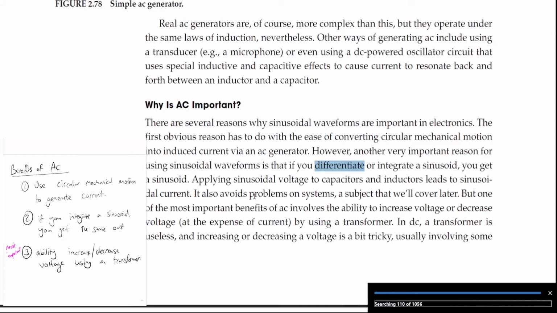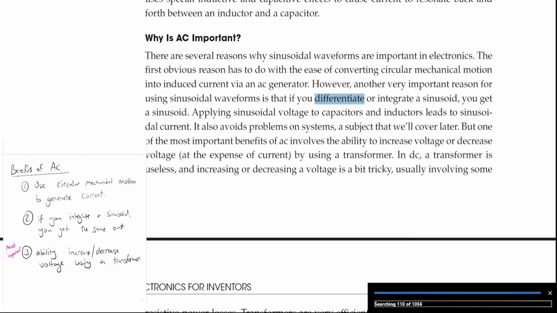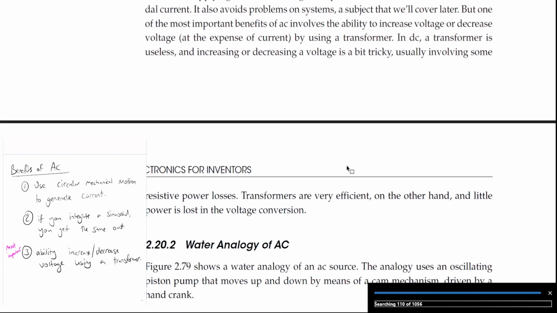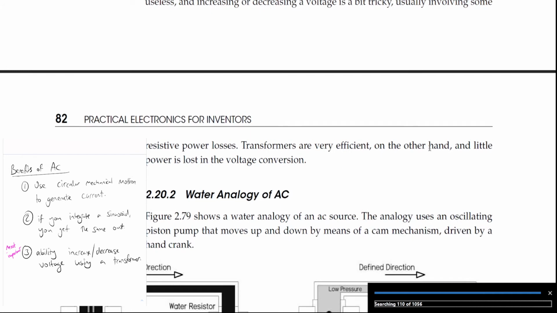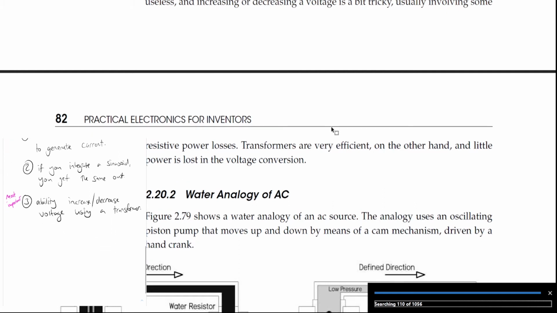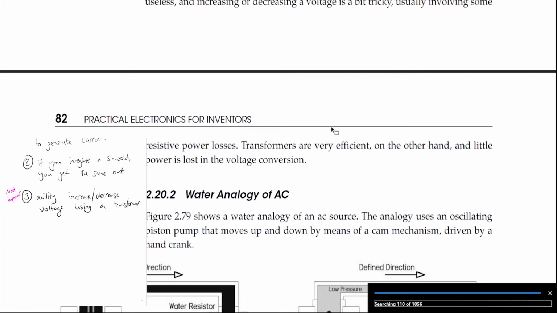Okay. In DC, a transformer is useless, and increasing or decreasing the voltage is a bit tricky, usually involving some resistive power losses. Well, yeah, you can decrease the voltage easily with DC, but I don't know how you'd increase it. Transformers are very efficient, on the other hand, and little power is lost in the voltage conversion. Okay, I don't need to take notes on that.